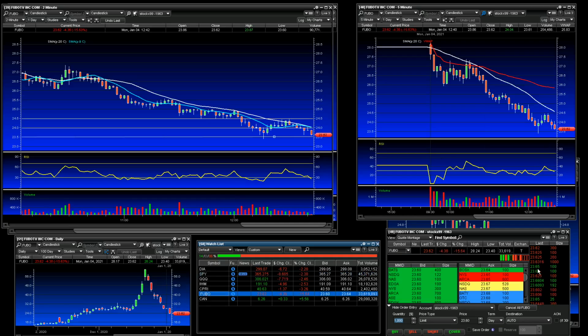FUBO is getting close to taking profits. We just need one more push down to 23.50 or lower, and then 3/4 of the trade will be gone. That would be a nice winner. That would be 50 cents. And then we can move our stop. So we're going to keep an eye on FUBO. Hopefully we can get that 23.50 and get paid.